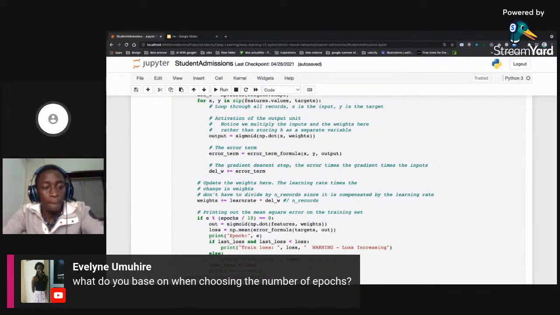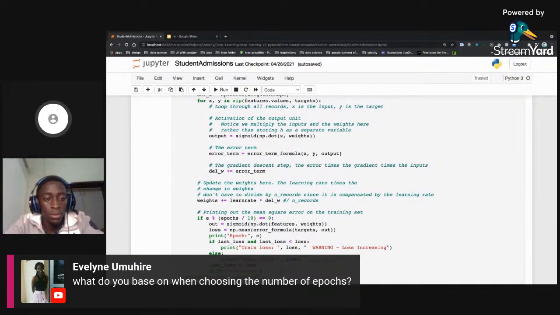Okay, right. There's another question from Evelyn: what do you base on when choosing the number of epochs? For the number of epochs, it depends on the data you have. There's no specific number you can say you have to take, but for some problems like imaging, people try different values. That's how you fine tune your model. You try to increase the number of epochs, increase or decrease the learning rate, and see how the model is doing. And if you're training a model with a big number of epochs, at some point the error function is going to increase.